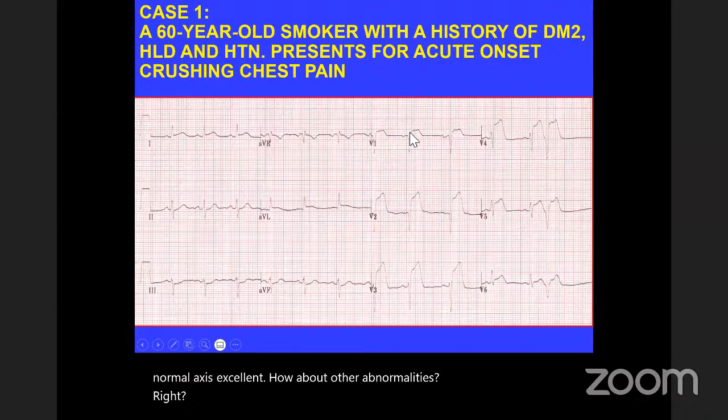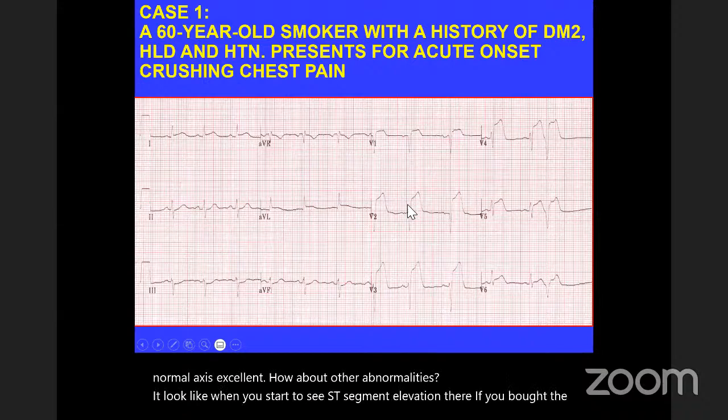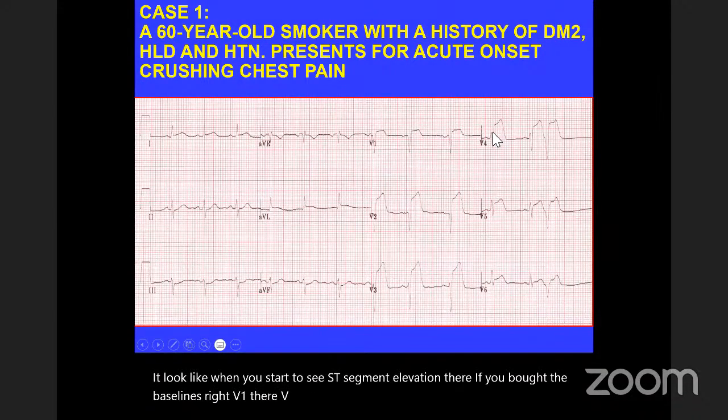They are all elevated. Look, actually in V1 you start to see ST segment elevation there, if you put the baseline, right? V1 there, V2, yeah, above the baseline, V3, 4, 5 for sure, and 6. You are right, 6 is also there.